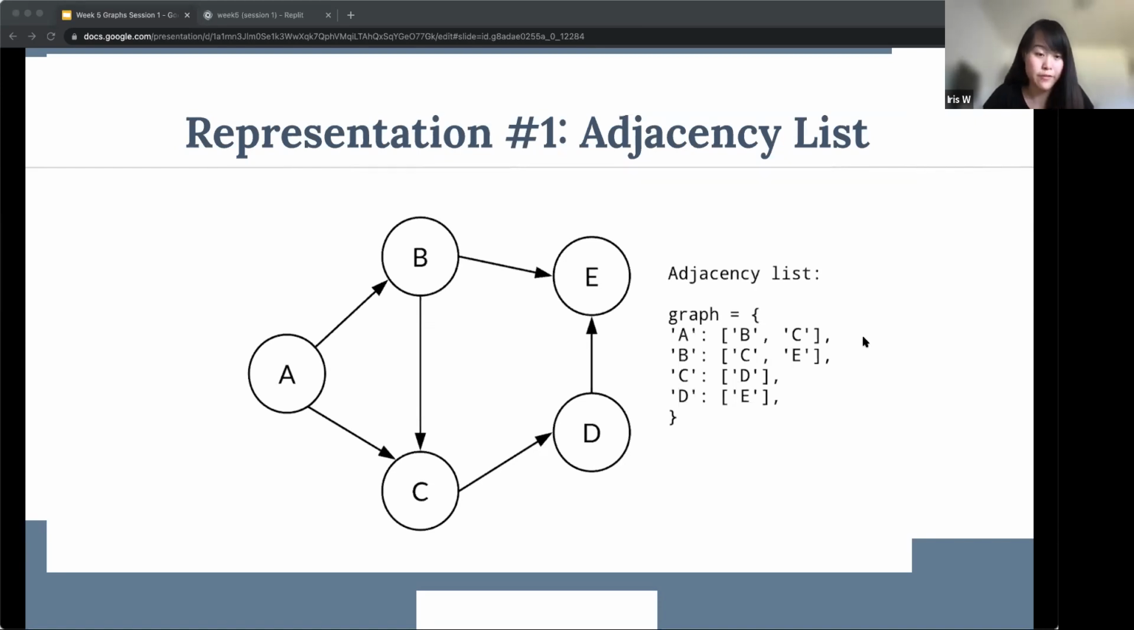So in this graph, for example, the adjacency list would look like this, where node A maps to node B and C because there's an edge going from A to B and A to C. And then if you go on for each node, that's how you build up the adjacency list graph.